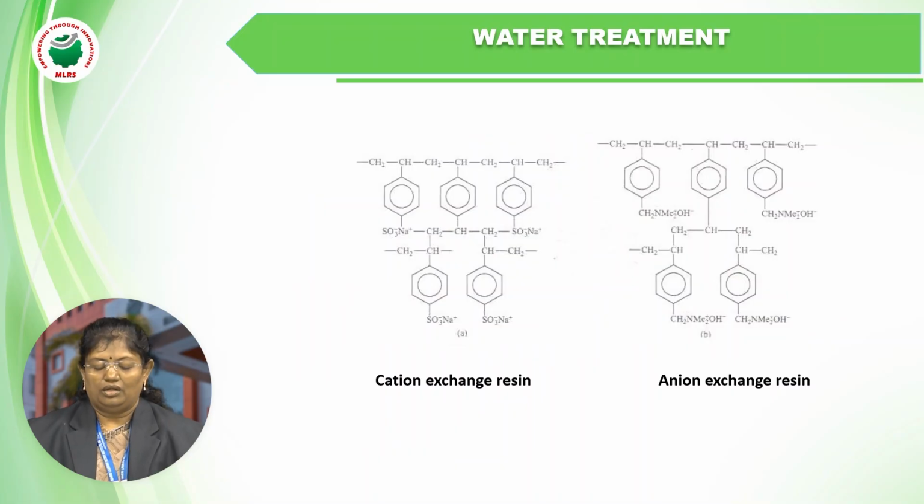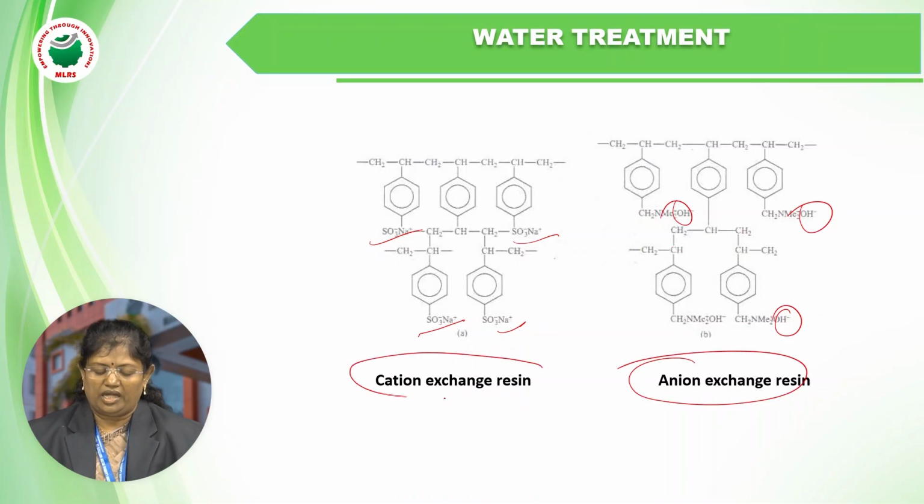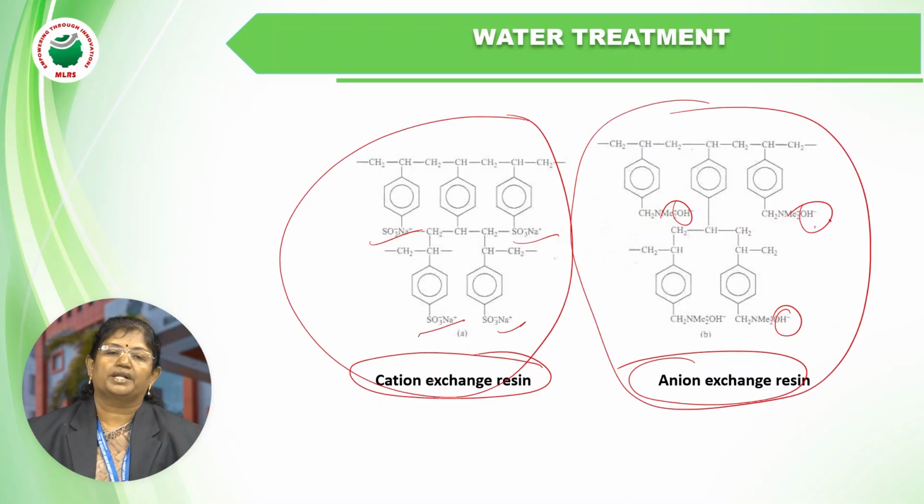Now, here this is the structure. You can see the structure having groups like this. Here OH minus, this is the anion exchange resin. This is a cation exchange resin, which is responsible for exchanging the cation from the water, and this is responsible for the exchange of the anion from the water. So these are the structures of the polymeric resins.